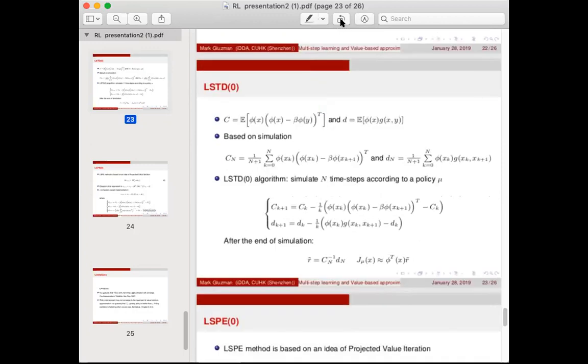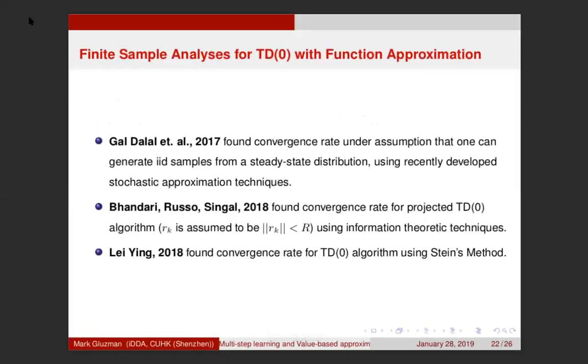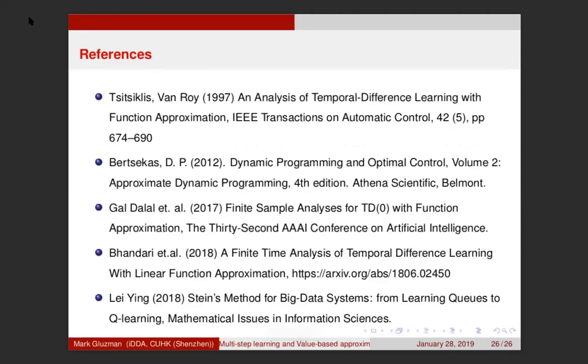The curious fact is that I mentioned 3 papers, 2 years ago, 1 year ago, and current research. 2 years ago, they used recently developed stochastic approximation techniques. 1 year ago, they used information theoretic techniques, and the last, Lean, used Stein's method. So for the same problem, people use different approaches. And it's quite interesting. So I mentioned all these 3 papers.